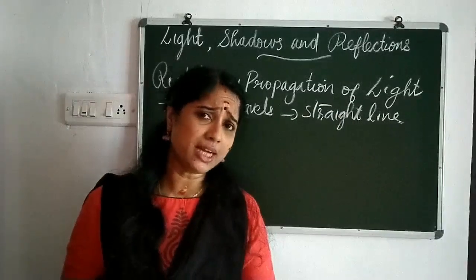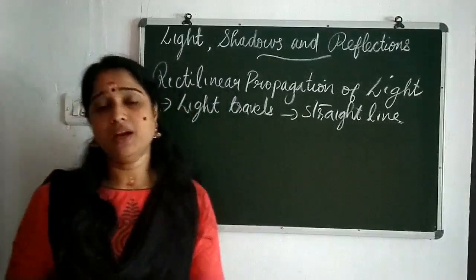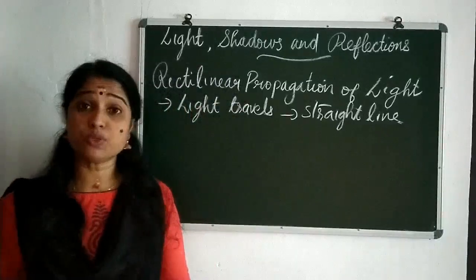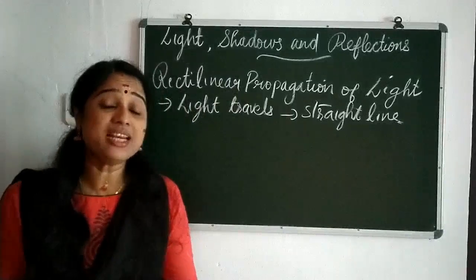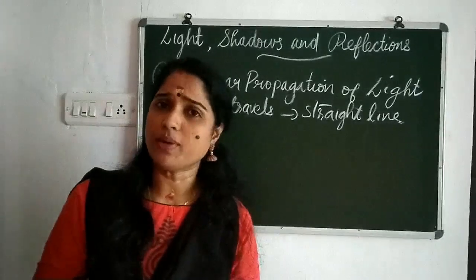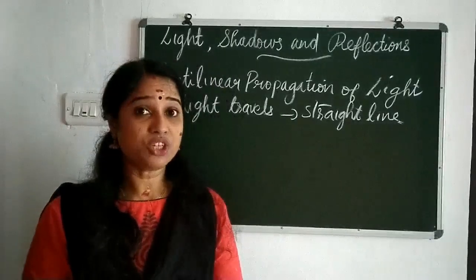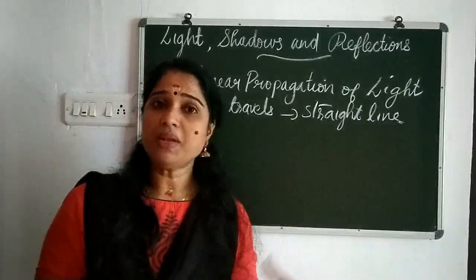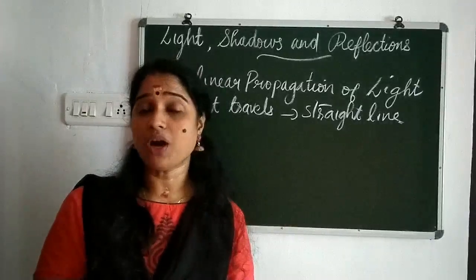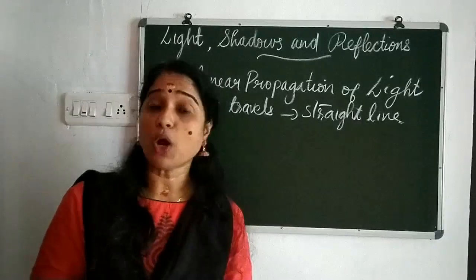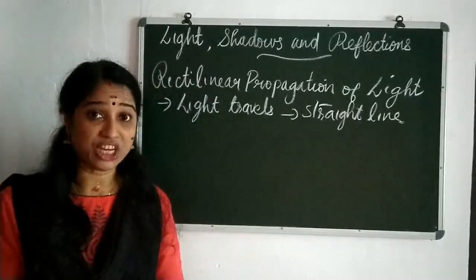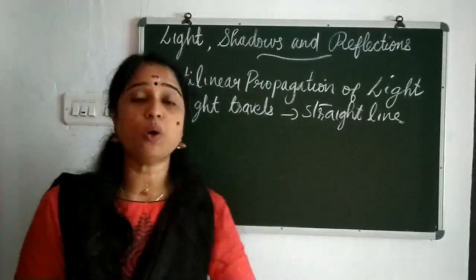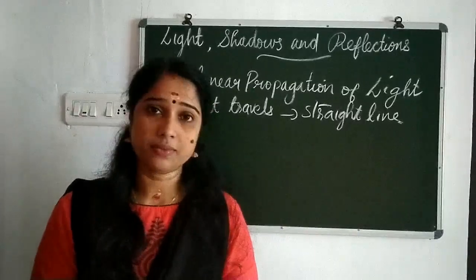What did you study about that term? Yes, in the last chapter, when we discussed the different types of motion, there we discussed rectilinear movement. What is that movement? Yes, the movement of an object in a straight line. So similarly here also, as the light travels in a straight line, this property of light is known as rectilinear propagation of light. Very, very important term. You should keep that in mind.